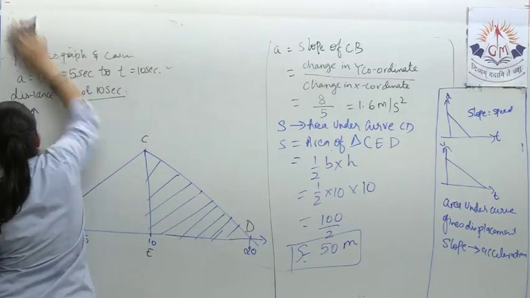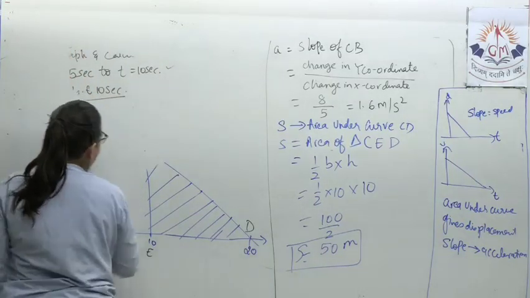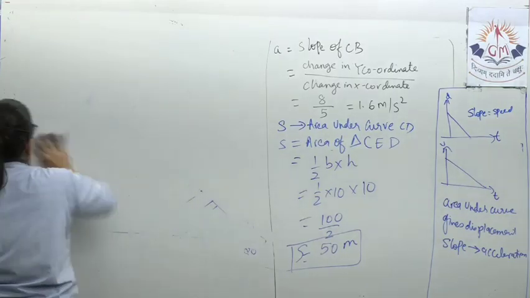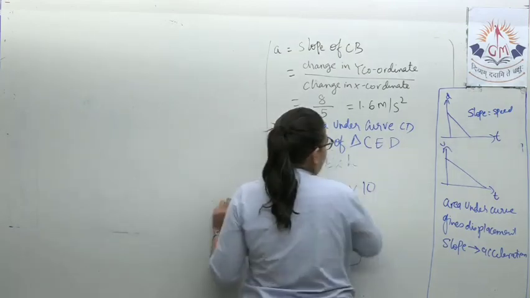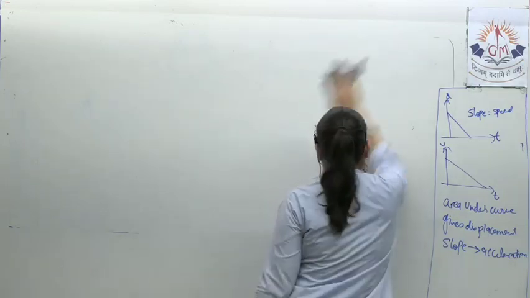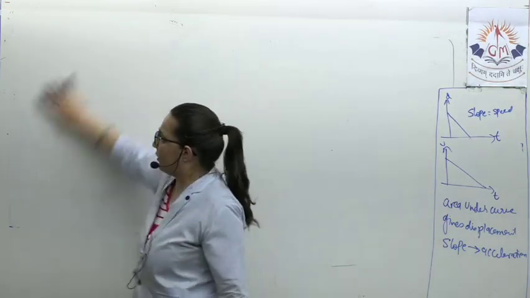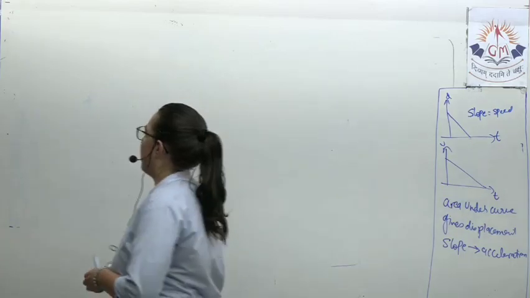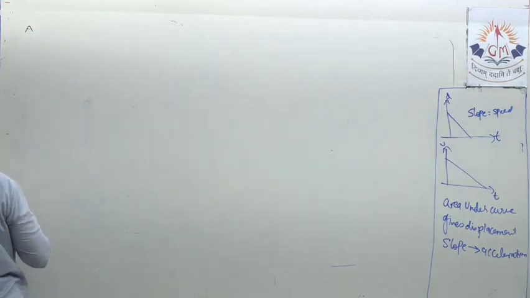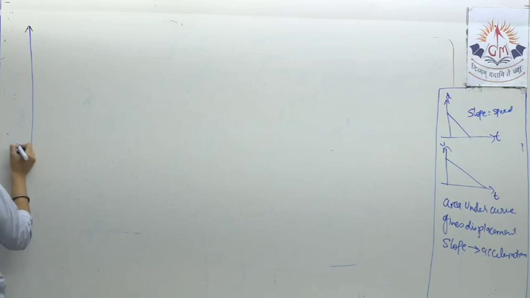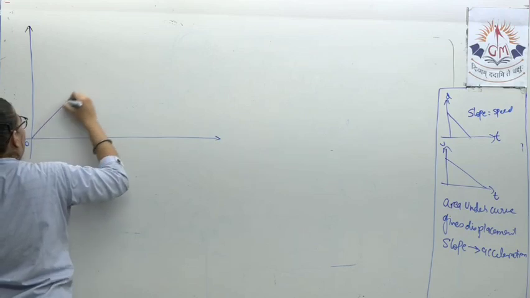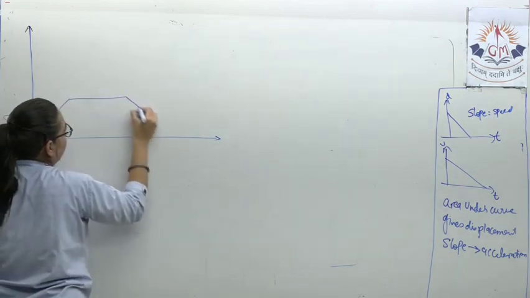The next numerical is also graph based, in which a graph is given to us. It will be given to you in the question, and then you have to answer a few questions on the basis of the graph. So, what is the question? We have been given one velocity versus time graph. How does the graph look? I am drawing it for you. This is how the graph looks.